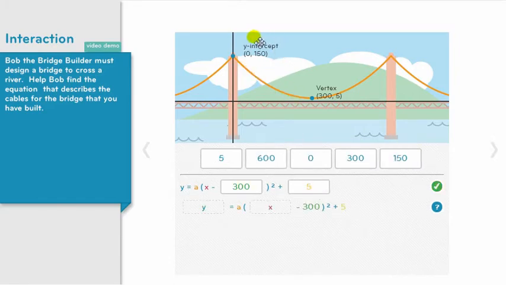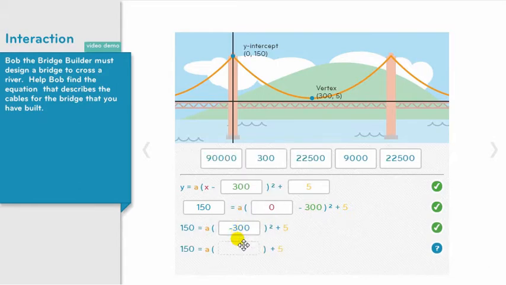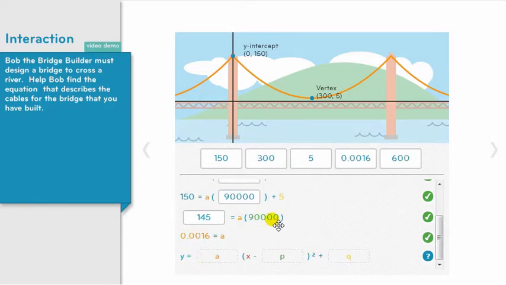We also know another point, and that point is our y-intercept, and it has an x value of 0 and a y value of 150. Next, we need to say that 0 minus 300 is negative 300, and negative 300 squared is positive 90,000. Subtracting 5 from both sides gives us 145. And when we divide both sides by 90,000, we get 0.0016 as our a value.